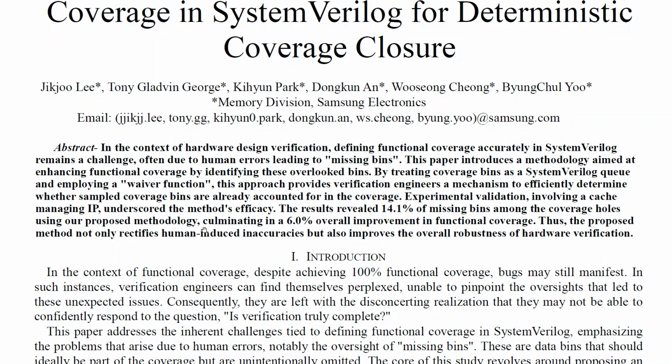Thus, the proposed method not only rectified human-induced inaccuracy but also improved the overall robustness of the hardware verification.